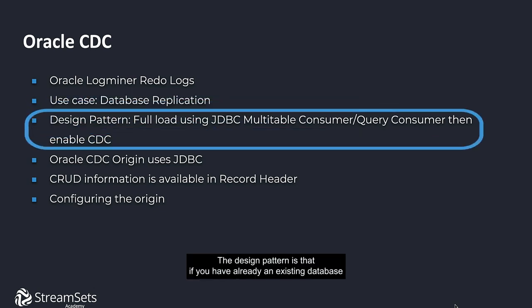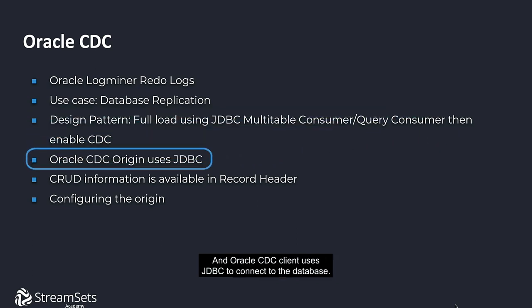The design pattern is that if you already have an existing database which you want to replicate, then we recommend you use our JDBC Multitable Consumer origin to read this database and write everything to Snowflake, and then enable the CDC at one particular time and start reading from that. So then you have a full history and then all changes after that going forward. And the Oracle CDC client uses JDBC to connect to the database. Again, we will see how we can configure and provide the JDBC driver to our StreamSets pipeline.